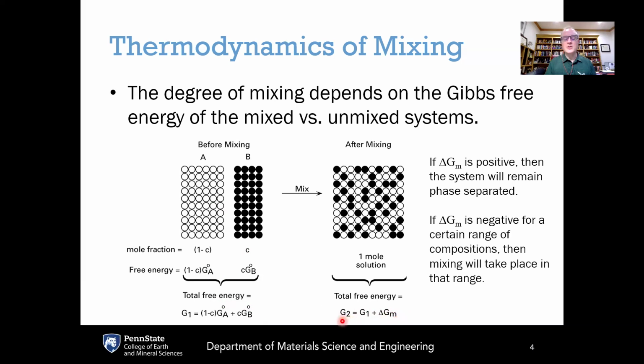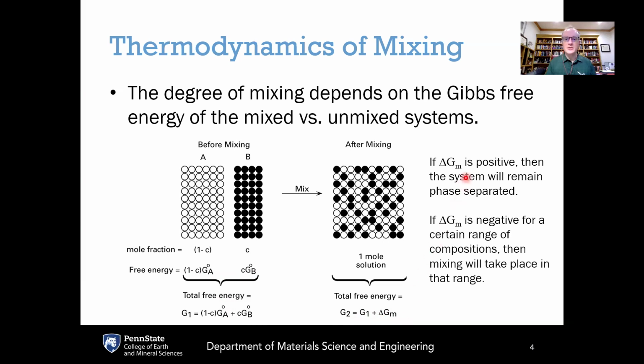So in this case, we can represent the Gibbs free energy of the system after mixing by G2, and this would be equal to the Gibbs free energy of the unmixed system, G1, plus the change of Gibbs free energy due to mixing, delta G sub M. So G2 equals G1 plus delta G sub M. And now the question becomes, what is the sign of delta G sub M?